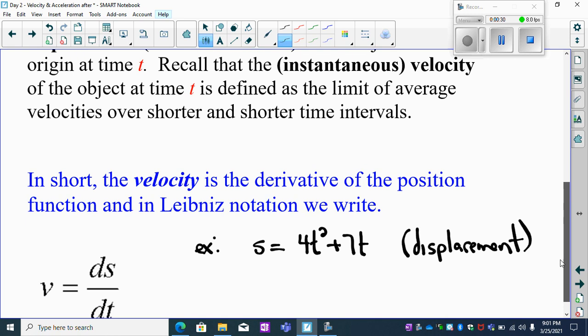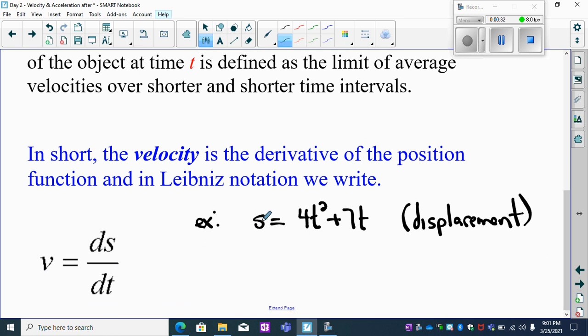Okay? One thing to note is that we often use s at t to represent displacement, or could say x at t. But as I said earlier, here, and notice they're using Leibniz notation. Okay, the velocity is equal to the derivative of s with respect to time.